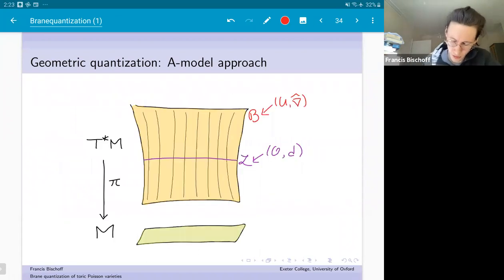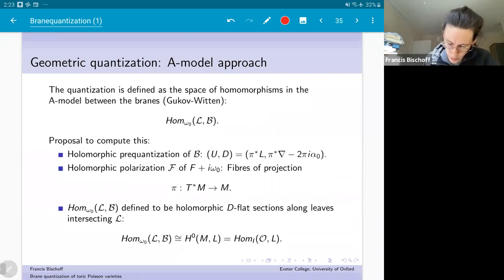So if we look back at this picture, all of these vertical leaves intersect L, and being D-flat along these vertical directions tells us that the sections of U are pulled back from the base. So we can see that we recover in this way the global holomorphic sections of L. Later on, I'm going to consider a different polarization, and this kind of isomorphism is going to be a bit more non-trivial in that case. But that's how we can get the geometric quantization from this perspective.